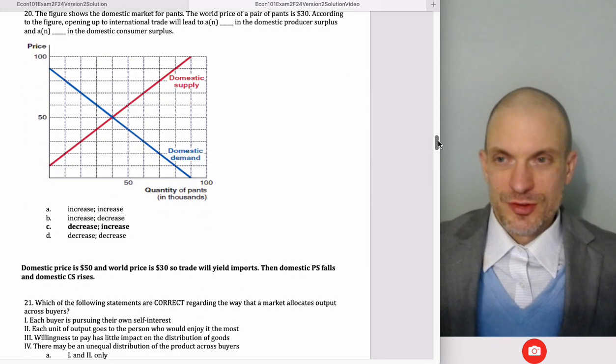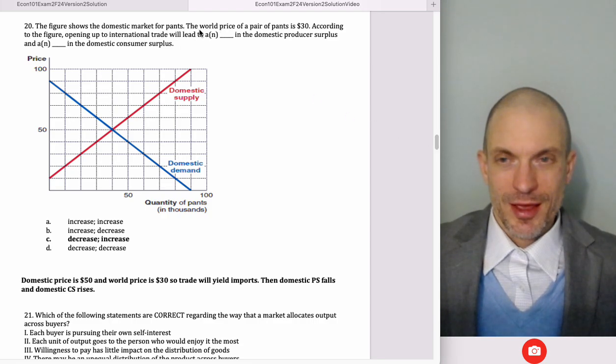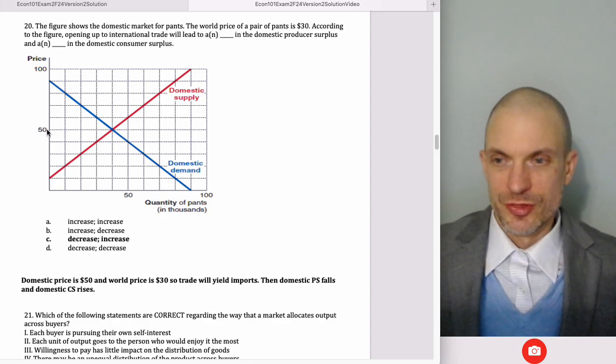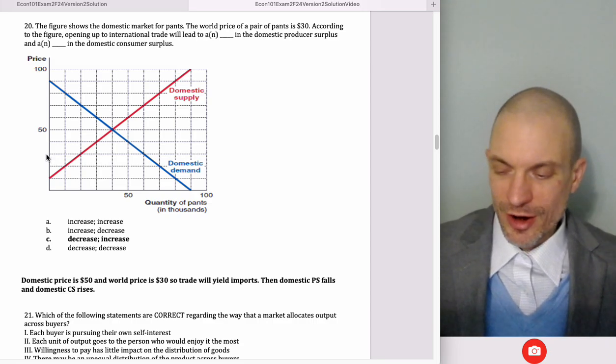Question 20. So the figure shows the domestic market for pants. World price is 30, so the world price is going to be right here. According to the figure, opening up to international trade will lead to a blank in domestic producer surplus and a blank in domestic consumer surplus. Because we don't have to actually do any calculations or think too hard about this.